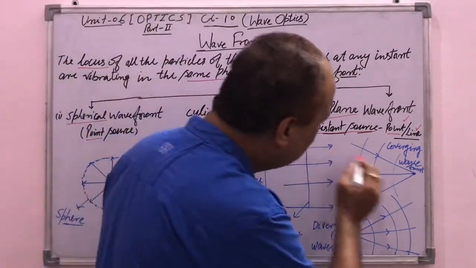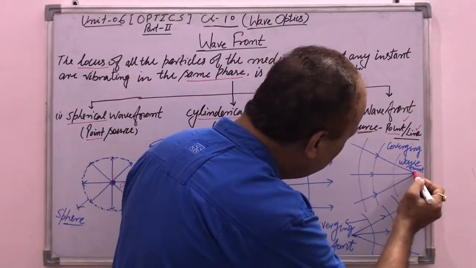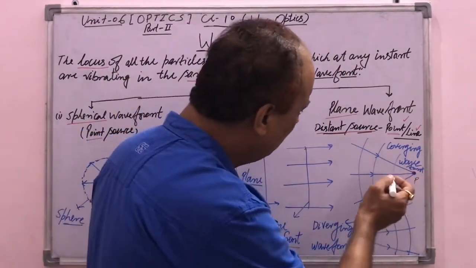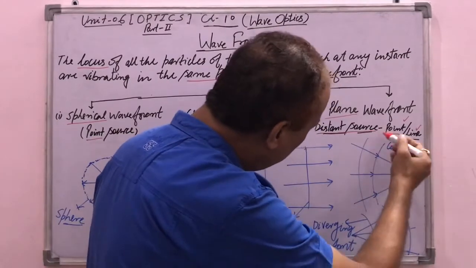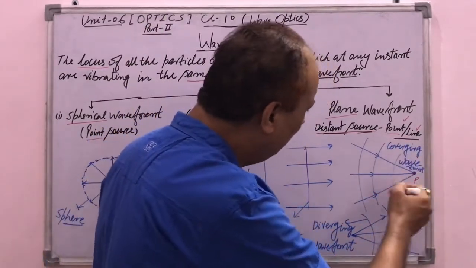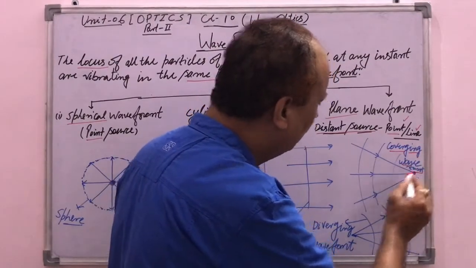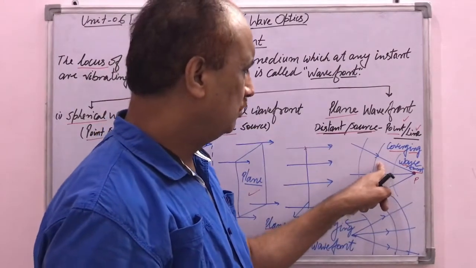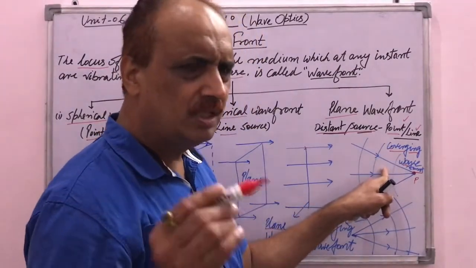Next, when the rays are converging at a certain point P, when we draw these curved lines, this curved line indicates the converging wavefront. It is a part of the spherical wavefront. So a converging wavefront is a part of the spherical wavefront.